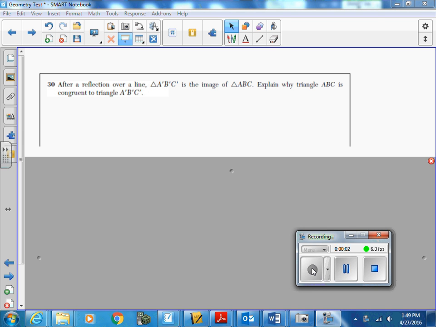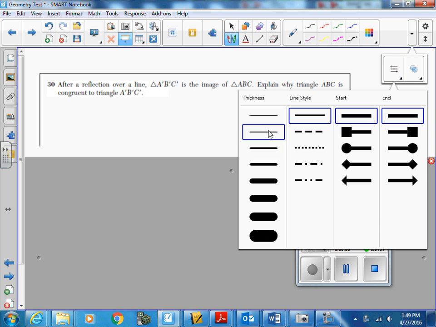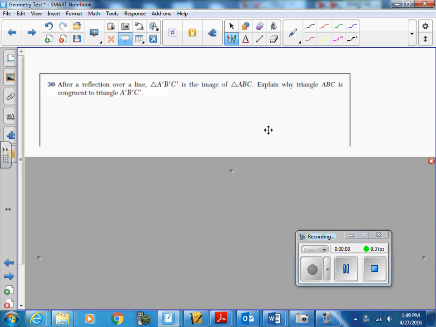Okay, we're going to look at number 30 from the 2015 June Common Core Geometry exam. It says after a reflection over a line, triangle A prime, B prime, C prime is the image of triangle ABC. Explain why triangle ABC is congruent to triangle A prime, B prime, C prime. So we have a reflection. And if you remember, a reflection is a rigid motion transformation, which means the shape stays the same.